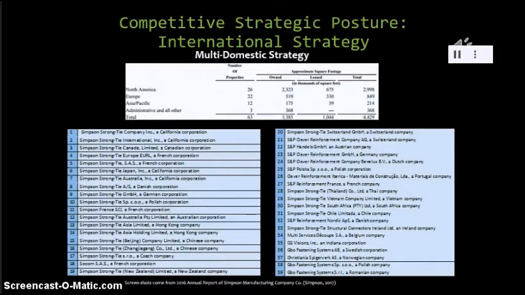When looking at Simpson Manufacturing's international strategy, we concluded they use a multi-domestic strategy. The firm operates in many countries and has 39 and counting subsidiaries, in which use different marketing methods based on their region. The first image shows the firm's 3 segments and the properties within each, and below shows the current list of subsidiaries.